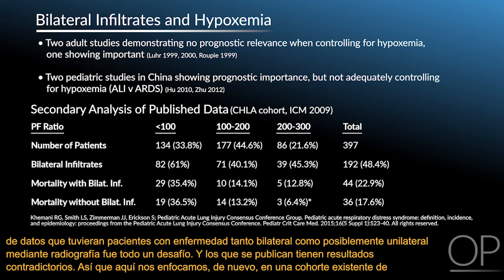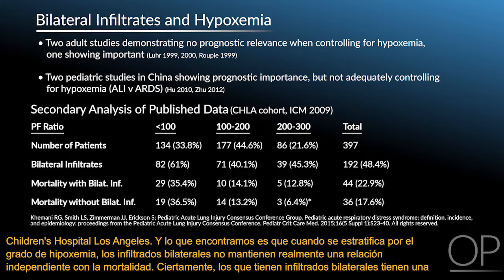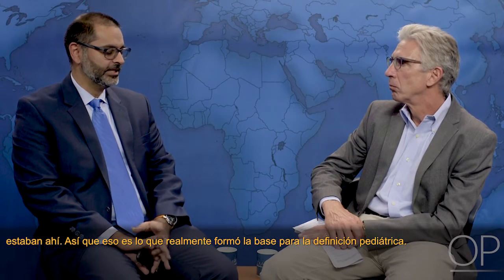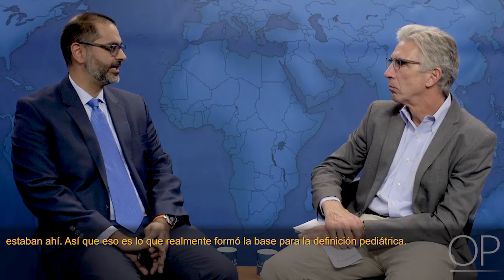So here we looked to, again, an existing cohort from Children's Hospital Los Angeles, and what we found is that when you stratify by the degree of hypoxemia, bilateral infiltrates don't really retain an independent association with mortality. Certainly those with bilateral infiltrates have higher mortality, but they also are more hypoxemic. So once you stratify by that and control for the degree of hypoxemia, it may only matter for those with relatively mild disease. At least this is what we saw in the preliminary data. So that's what really formed the basis for the pediatric definition.